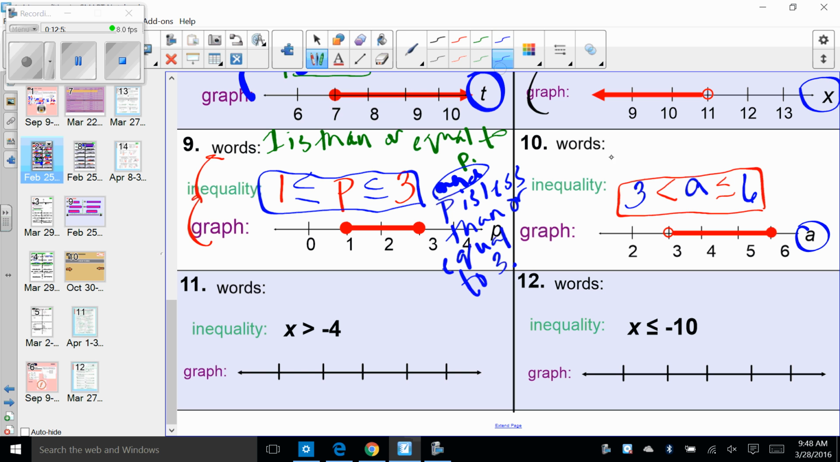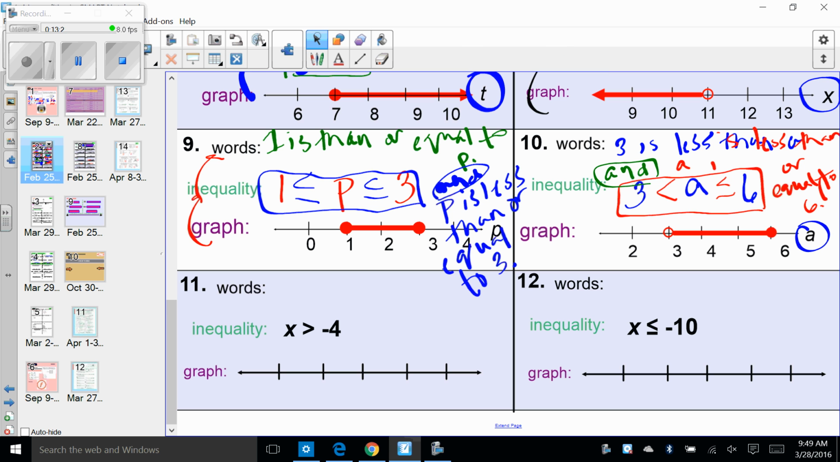So I'm going to go ahead and say 3 is less than a, and so we have 3 is less than a, and we have a is less than or equal to 6. So we have 3 is less than a, and a is less than or equal to 6.